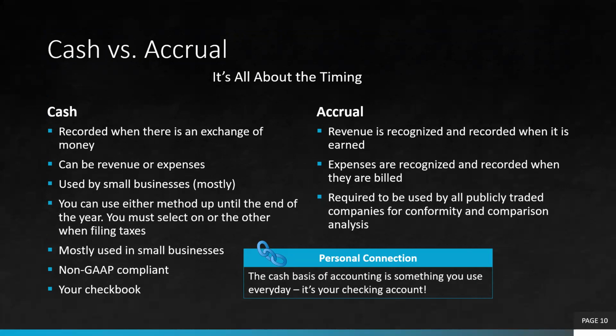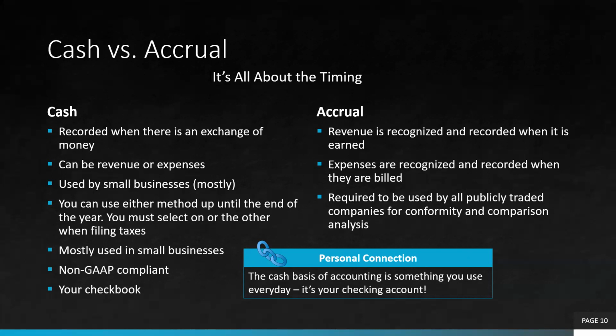So now let's talk about the cash versus the accrual accounting methodology, and it's all about the timing. Under the cash accounting methodology, which is used by you personally, which is your checking account, and it's typically used by small businesses, cash is recorded when there is an exchange of money. The money can be revenue or expenses, money coming in or money going out. You can use either methodology up until the end of the year, but you must select one or the other when you are filing your taxes. And as I said, it's mostly used in small businesses.